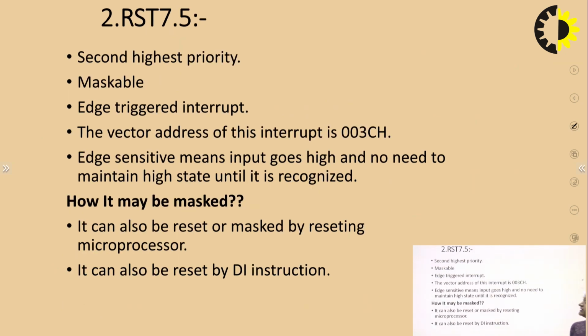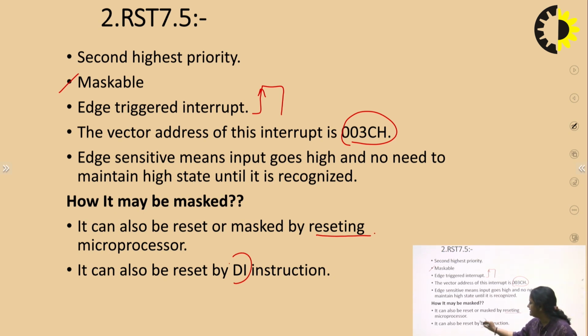RST 7.5 is having the second highest priority and it is a maskable interrupt. Maskable interrupt means we can disable this interrupt whenever we want. It is an edge triggered interrupt. That means it will be triggered on this edge. The vector address of this interrupt is 003CH. You can calculate it by the method which I have discussed with you. Edge sensitive means the input goes high and there is no need to maintain high until it is recognized. It can be masked by resetting the microprocessor or by using the DI instruction.